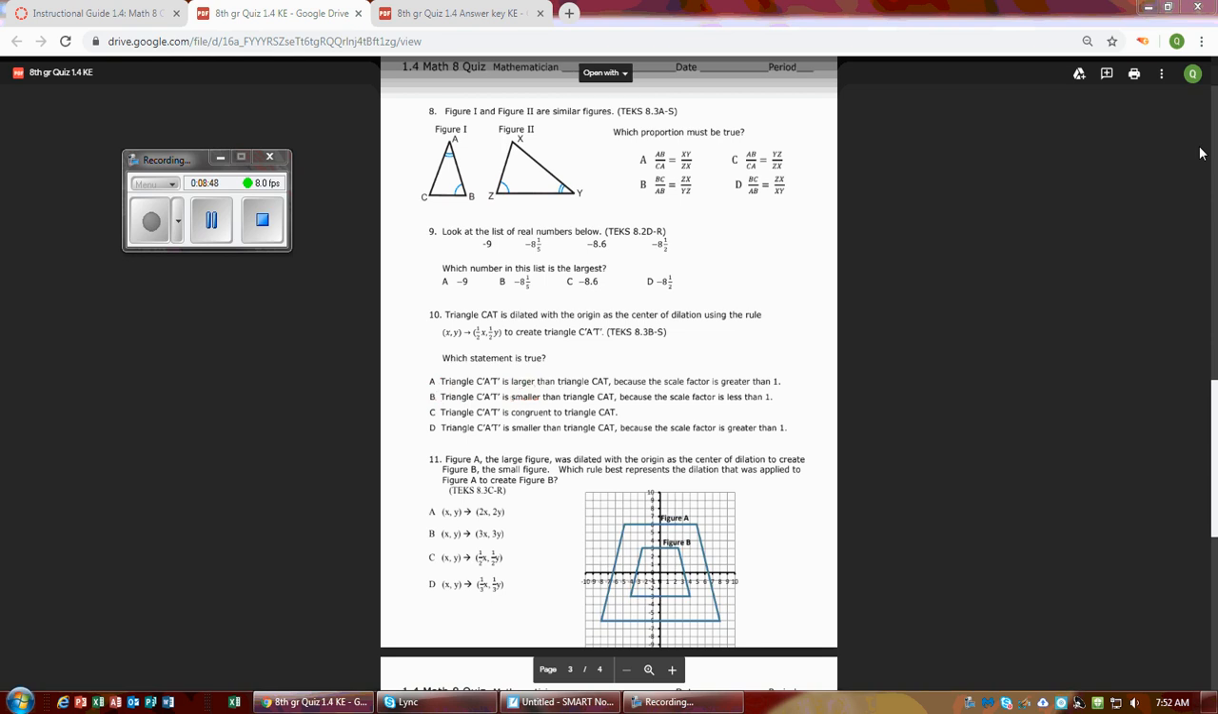Okay. So it says figure A, the large figure, was dilated with the center of dilation to create figure B, the small figure. So it went from A to B. Which rule best represents the dilation that was applied from figure A to B? It started off at A, and then it went to B. Looking at it, it got smaller. So that means my scale factor has to be less than 1. So we're looking for a scale factor that's less than 1. That means I can automatically take off A and B. Well, how much is it less than 1?